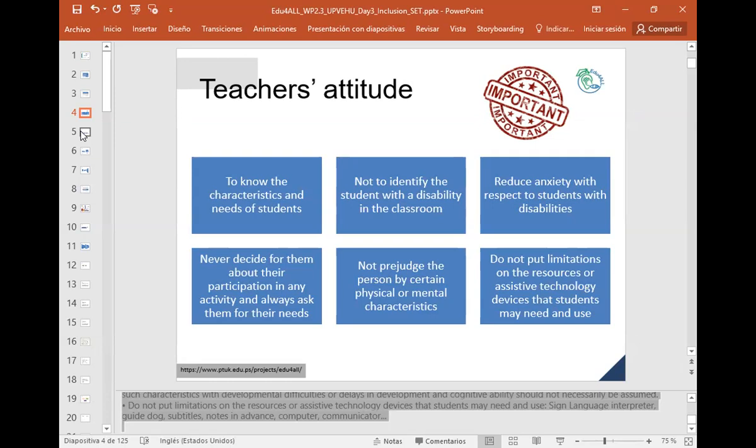Maintain a natural attitude, and do not prejudge the person by certain physical or mental characteristics that may present. The association of such characteristics with developmental difficulties or delays in development and cognitive ability should not necessarily be assumed. Do not put limitations on the resources or assistive technology devices that students may need and use: sign language interpreter, guide dog, subtitles, notes in advance, computer, communicator.